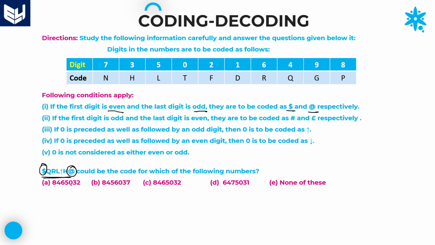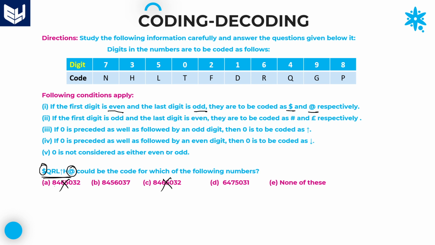Here first and last both are even, you can eliminate option A. Here first and last both are even, you can eliminate option C. And here it is first digit is even, last digit is odd. You can stay with this. And first digit is even, last digit is 1. You can stay with this.